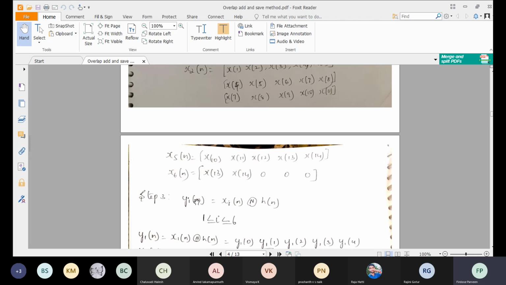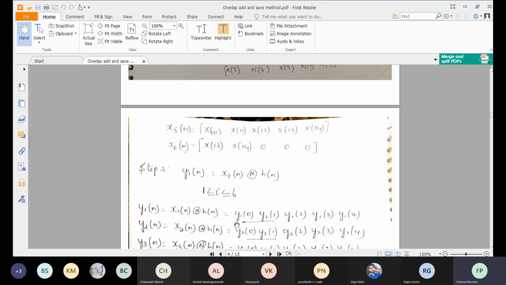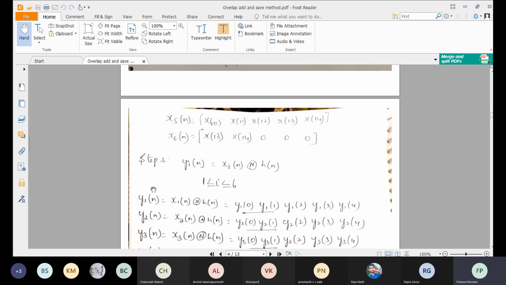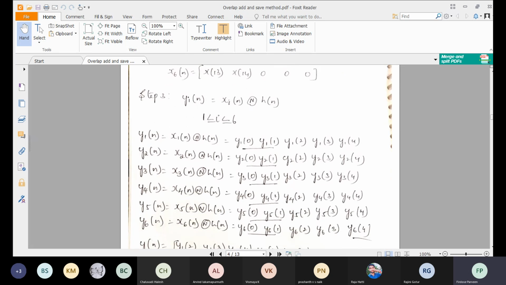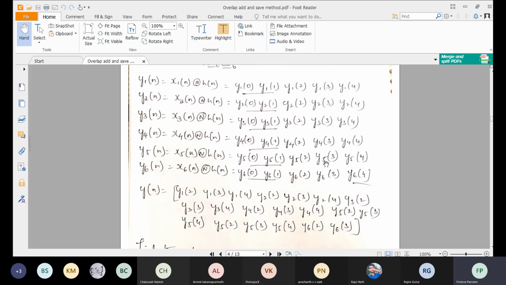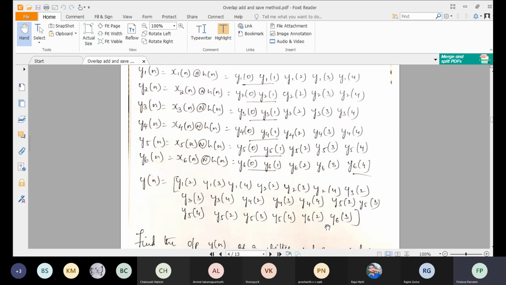Yi of n is equal to xi of n circular convolution h of n, where i varies from 1 till 6. Till where do we have? We have till 6, so it will vary till 6. After doing that, we'll get y1 of n, y2 of n, y3 of n. Since we have added two zeros, we will discard the starting two values, y1 of 0 and y1 of 1, and the resultant will be the rest, y1 of 2, y1 of 3, whatever it is. Got it? So this is the overlap save method.